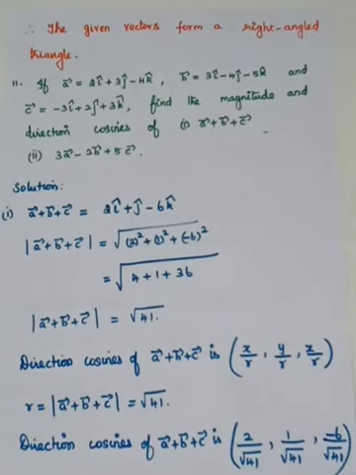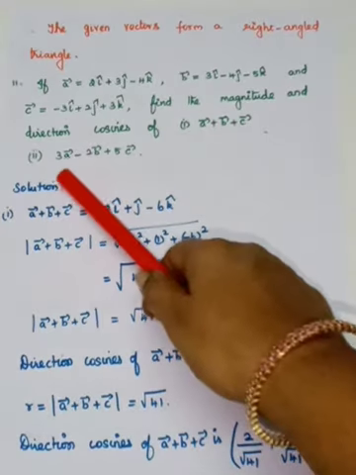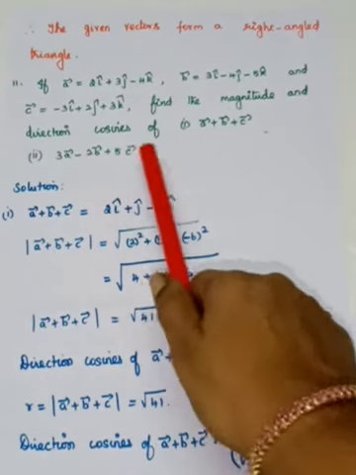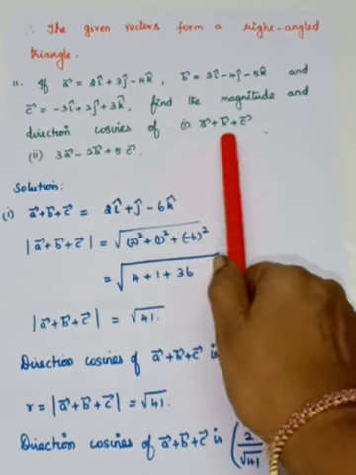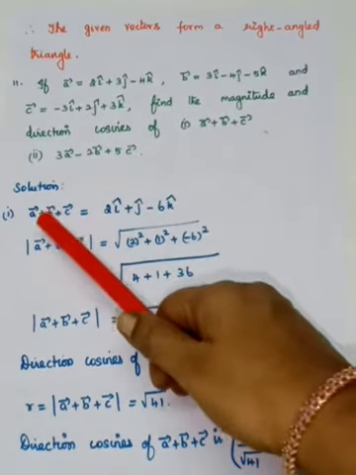11th problem. A vector, B vector and C vector are given. Three vectors are given. Find the magnitude and direction cosines of, in the first subdivision, A vector plus B vector plus C vector, and in the second subdivision, 3A vector minus 2B vector plus 5C vector. Okay, so consider the first subdivision. Here which vector is needed? A vector plus B vector plus C vector. The three vectors have to be added. You have to find the magnitude and direction cosines of the addition of the three vectors.